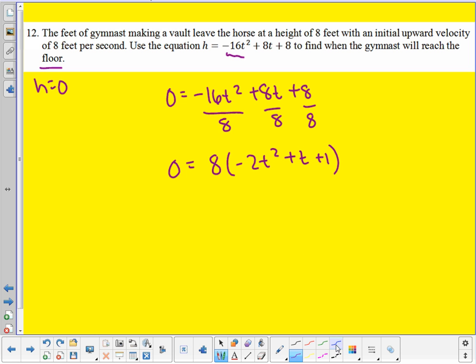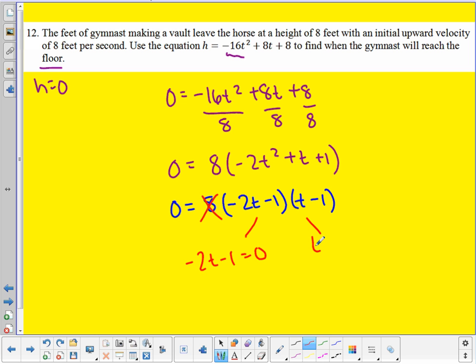And then I factor what's in the middle. Now, I'm not going to go through all of the factoring steps with you. I'm just going to show you what I got after I factored it. I think you've done enough factoring by now to know where I would need to go next. So my factored form here is going to be negative 2t minus 1 and t minus 1. Now we've talked about this a couple times already. This 8 out front doesn't actually do anything because when I divide 0 by 8, I still have 0. So I just need to worry about splitting these two. Negative 2t minus 1 is equal to 0, and t minus 1 equals 0.